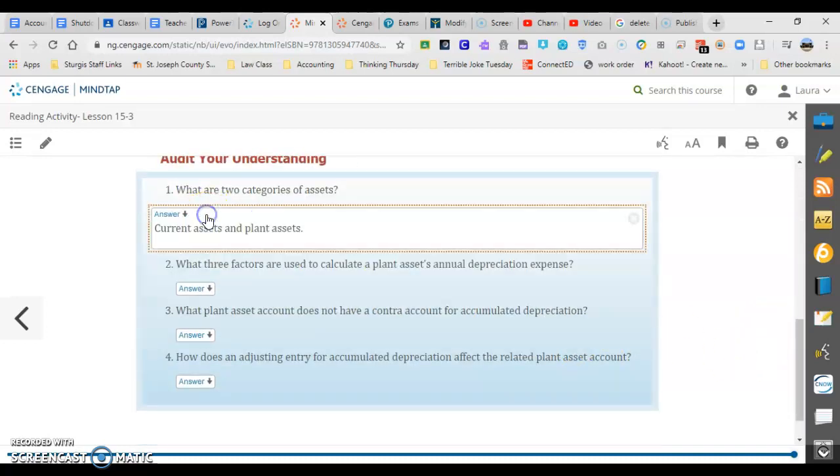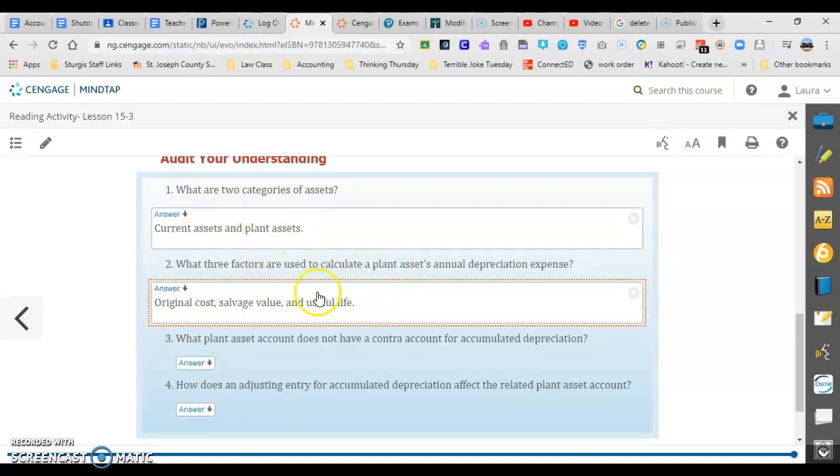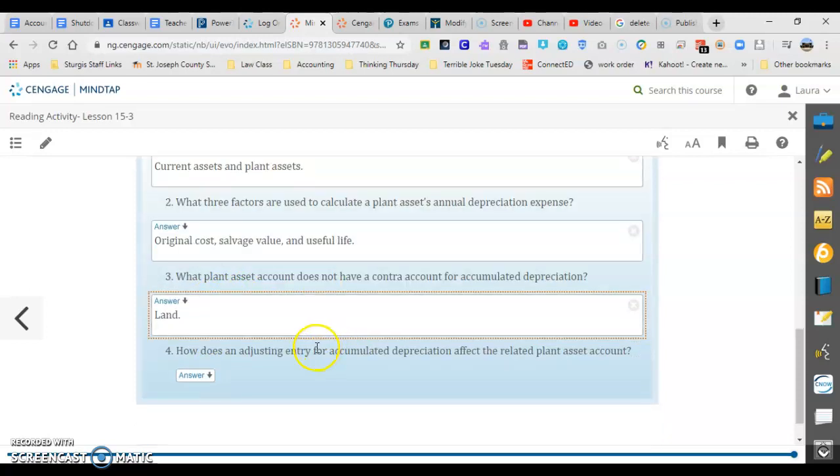So this talked about what 2 categories of assets are, current and plant, and then 3 factors that are used to calculate a plant asset's annual depreciation expense. The original cost, how much you paid for it, including installation and all of that, how much you think it's going to be worth in the end, and how long you think you're going to use it. What plant asset account does not have a contra account for accumulated depreciation? Land does not, because land in general does not depreciate like other plant assets.